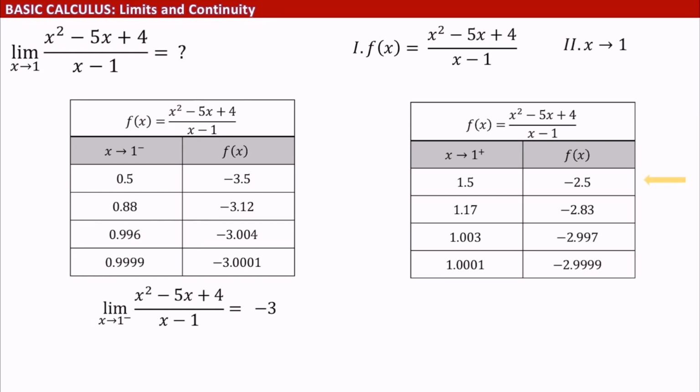Now let's investigate. Saang value lumalapit ng ating f of x as x approaches 1 from the right? Obviously, our f of x approaches negative 3. Therefore, the limit of x squared minus 5x plus 4 all over x minus 1 as x approaches 1 from the right is equal to negative 3.